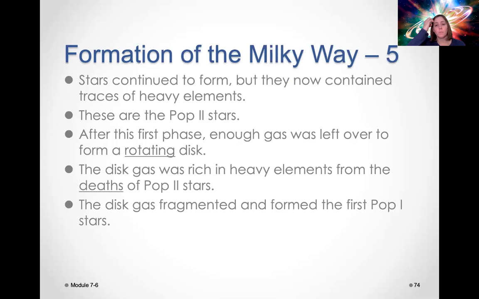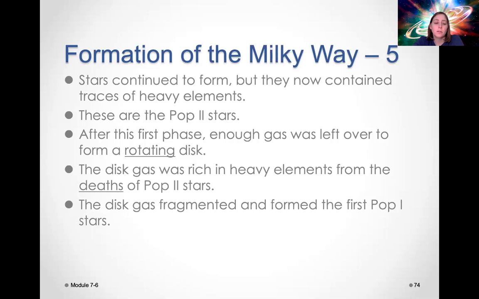Stars continued to form, but now they contained traces of heavy elements. These are the population 2 stars. After this first phase, enough gas was left over to form a rotating disk. The disk gas was rich in heavy elements from the deaths of population 2 stars.